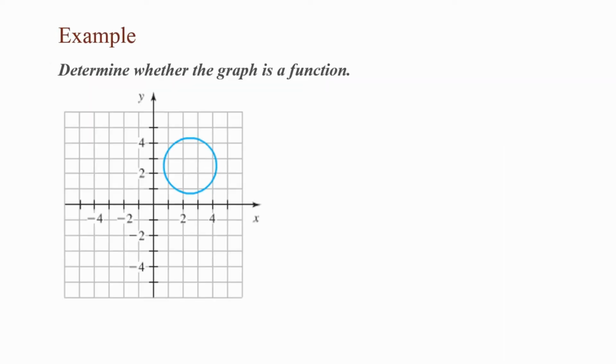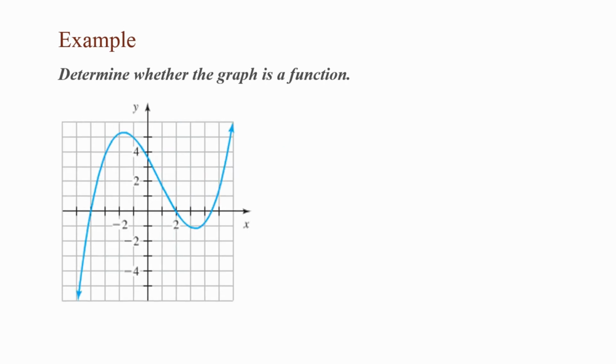In this example, we want to determine whether the graph is a function. So we have a graph of a circle, and we need to use the vertical line test to see if it is a function. Our first step is to draw a straight vertical line through our graph. Once you draw the vertical line, we want to see how many places it hits your graph. It touches our graph in 2 spots. Because it touches it in 2 spots, we can say that this is not a function.